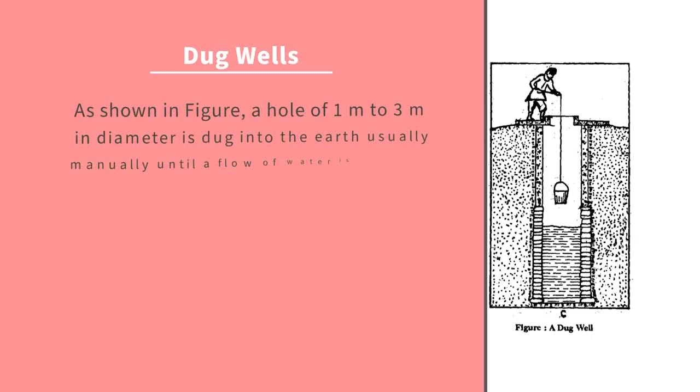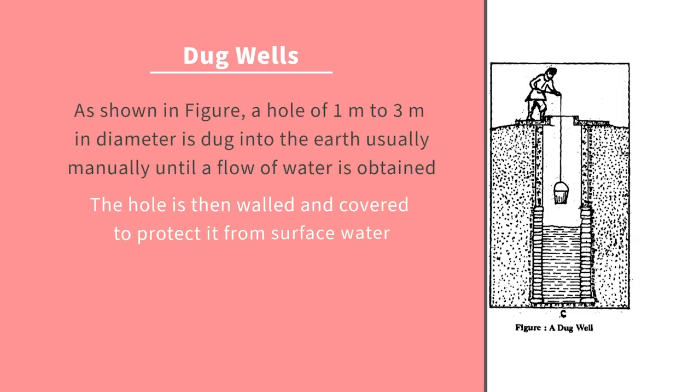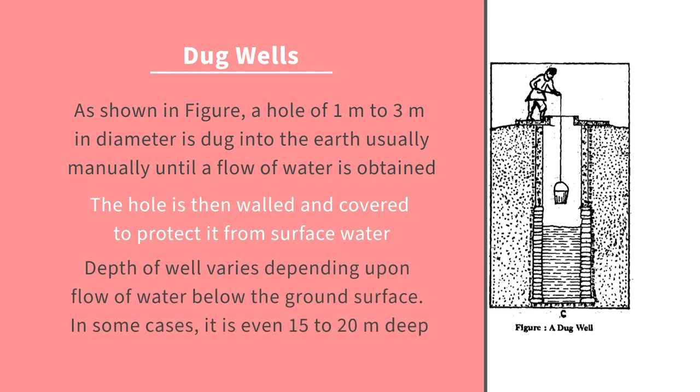Now dug wells. Here is the picture of dug wells, simple wells, and this is the oldest situation where we get water from a well. As shown in the figure, a hole of 1 meter to 3 meters in diameter is dug into the earth, usually manually, until a flow of water is obtained. The hole is then walled and covered to protect it from surface water. Depth of the well varies depending upon the flow of water below the ground surface. In some cases, it is even 20 to 50 meters deep.